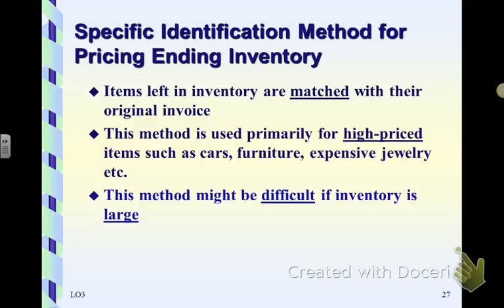It's saying basically items left in inventory are matched with the original invoices. In this method, it's usually primarily for high-priced items, cars, jewelry, expensive stuff that you can more easily flag or track, I should say. And it's definitely difficult if you're doing large volumes of things.